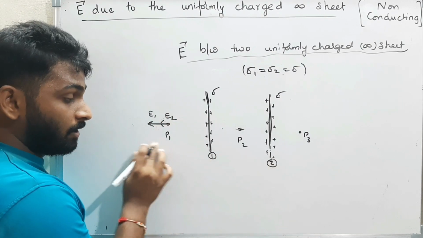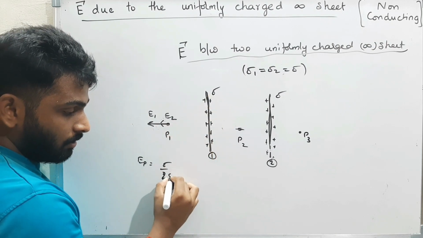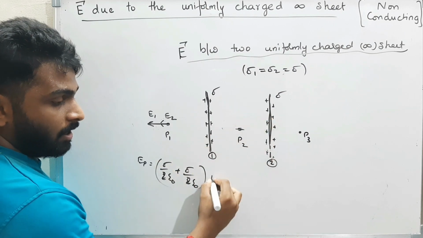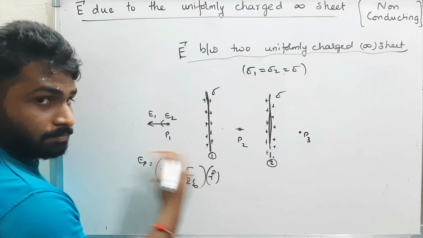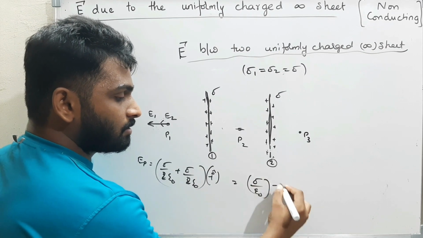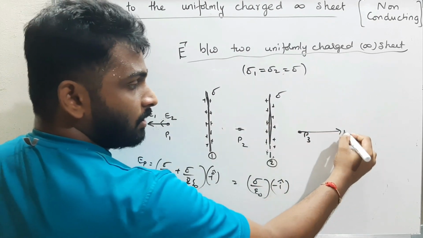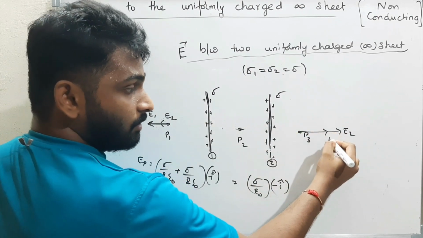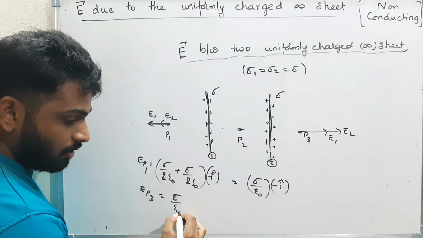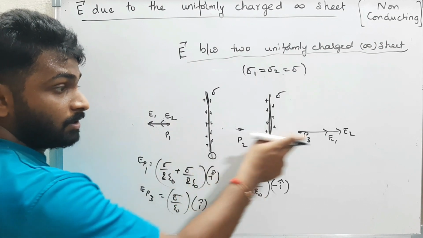Therefore, the resultant electric field at P1 is E1 plus E2. What is E1? Sigma by 2 epsilon naught, plus, because of the second one, sigma by 2 epsilon naught. And what is the direction? Minus I cap. Therefore, you can solve it. Finally we'll get sigma by epsilon naught minus I cap. Now at point P3, because of this sheet in this direction, and because of the other sheet, the electric field will be in this direction. Therefore, what is the electric field at point P3? Same, sigma by epsilon naught, but direction is I cap. At point P1 it is in this direction, and at point P3 in that direction.